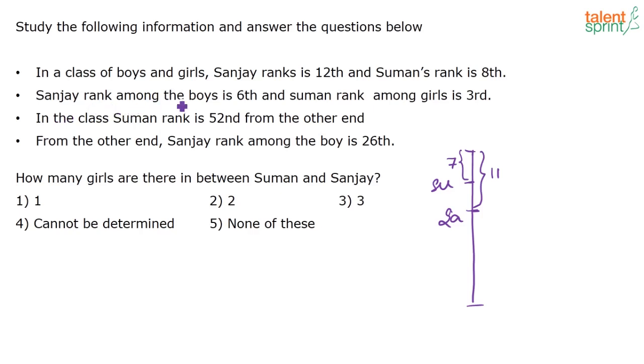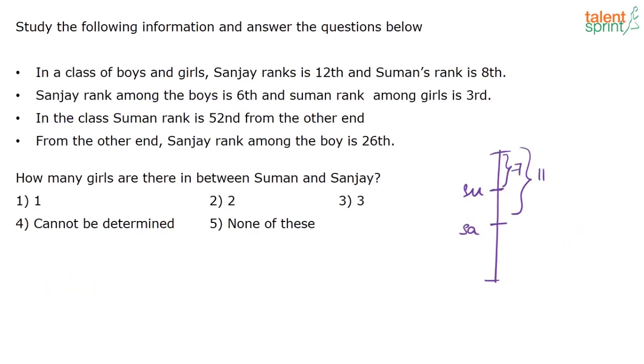Sanjay ranks 6th among boys. Now let us consider boys alone. Now among the boys, Sanjay is ranking 6th. This is the boys; I am representing the boys. Sanjay ranks 6th means how many boys are there before Sanjay? 5 boys are there before Sanjay.